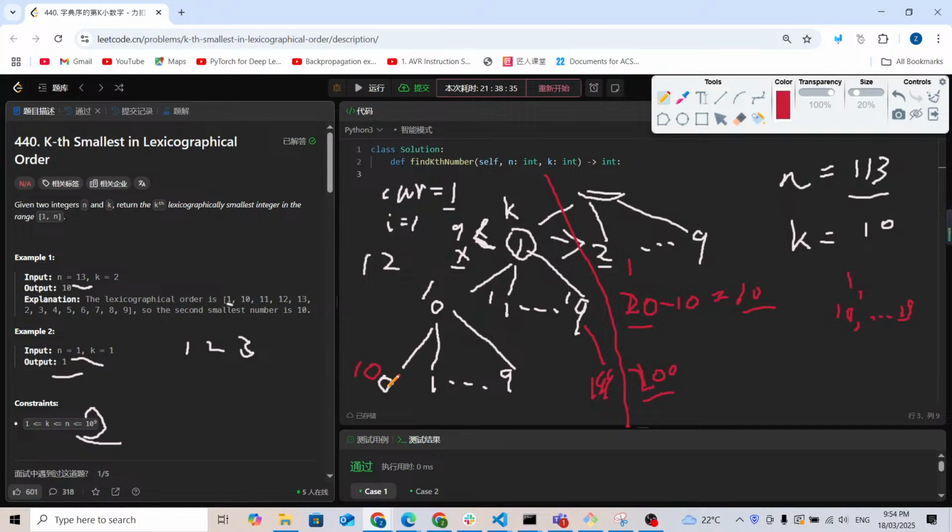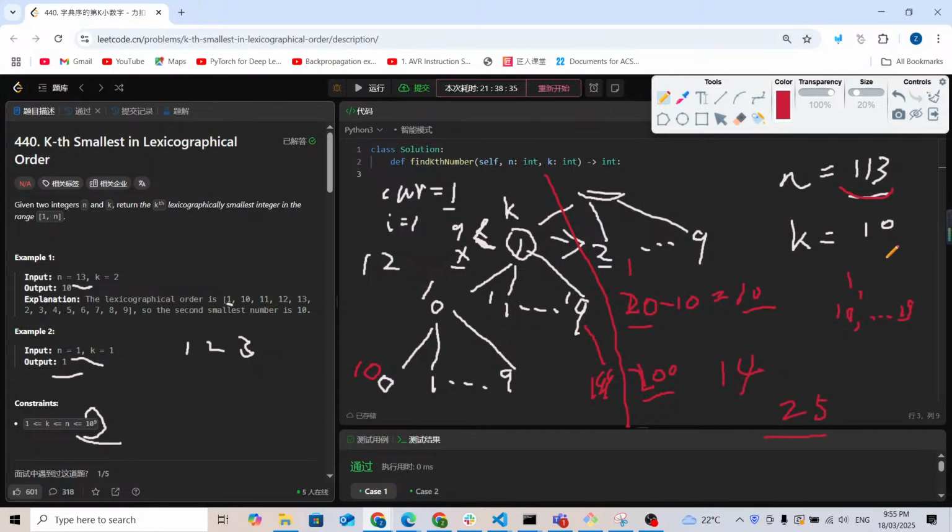So 200 minus 100, but definitely we cannot use 200 because our maximum number is 113. So we're going to use 113 minus 100, but we need to plus 1 because it starts from 100. So actually here it is 114 minus 100, so it is 14. Now we have a count: 1 plus 10 plus 14, it is 25.